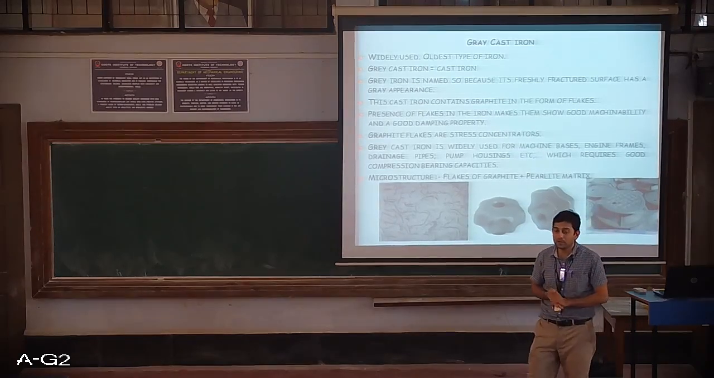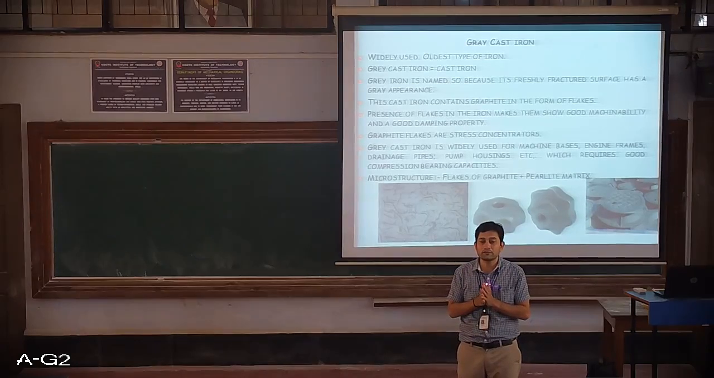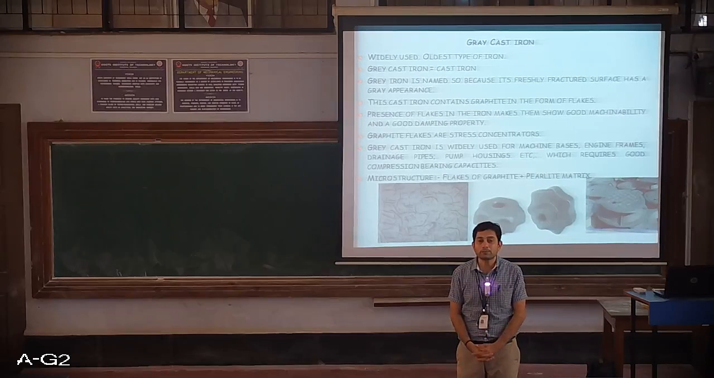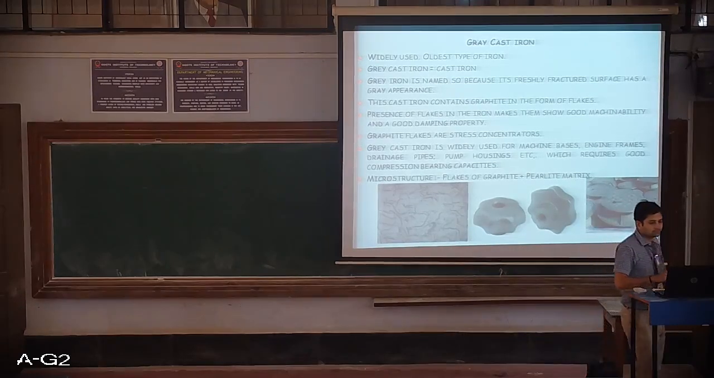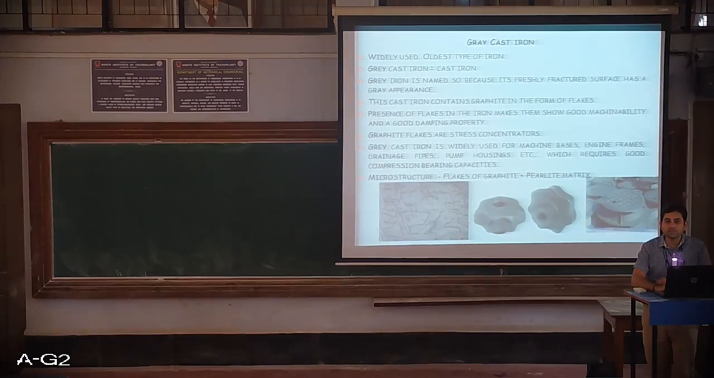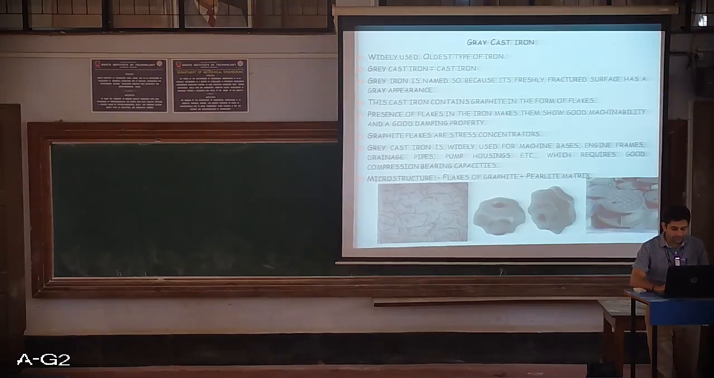This you have learnt in our metallurgy lab also, right? That the morphology of the graphite flakes plays a very important role in determining the final mechanical properties of the metal. So graphite flakes are stress concentrators. These are the points at which the stress you apply on the metal gets concentrated. Grey cast iron is widely used for making machine bases, engine frames, drainage pipes, pump housings, etc., which require good compression bearing capacities.